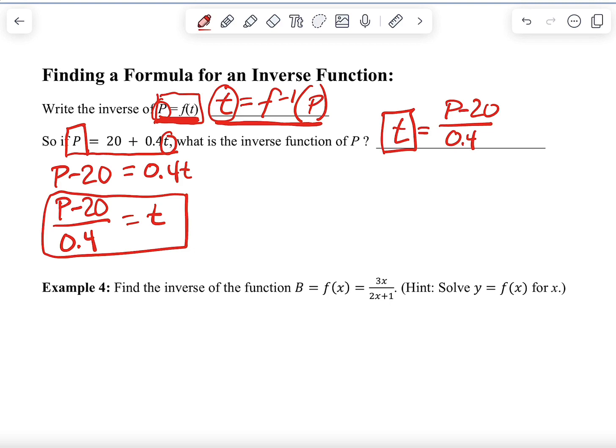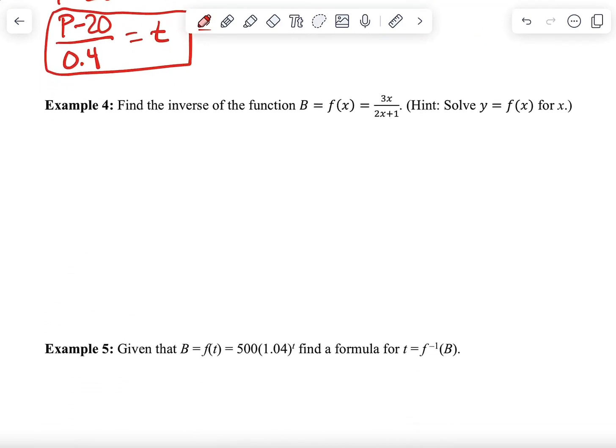That's the nature of inverses. Now, they're not all that easy. So if we had to find the inverse of function B, and B is a function of X, that means we're solving for X. Okay, now this one is not quite as easy. So I think it would be best practice for you right now to see if you can solve that.